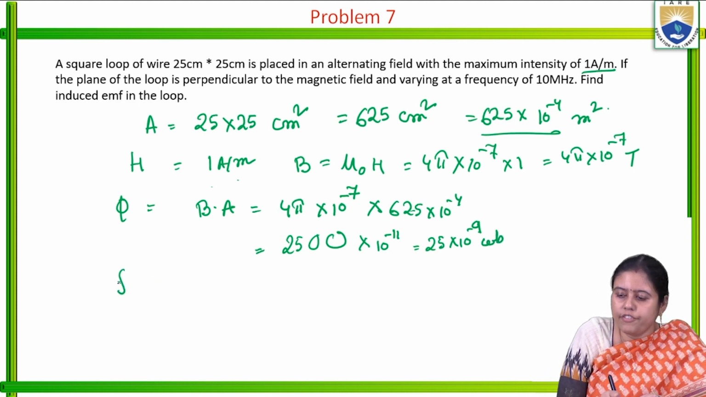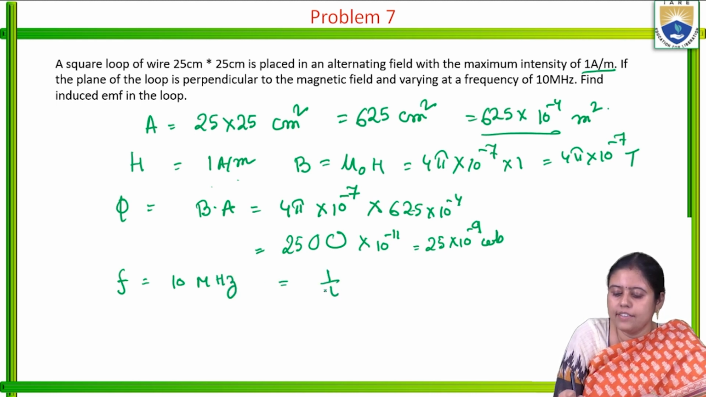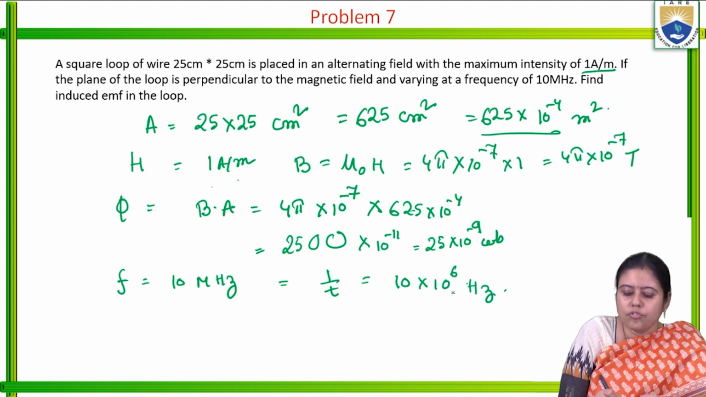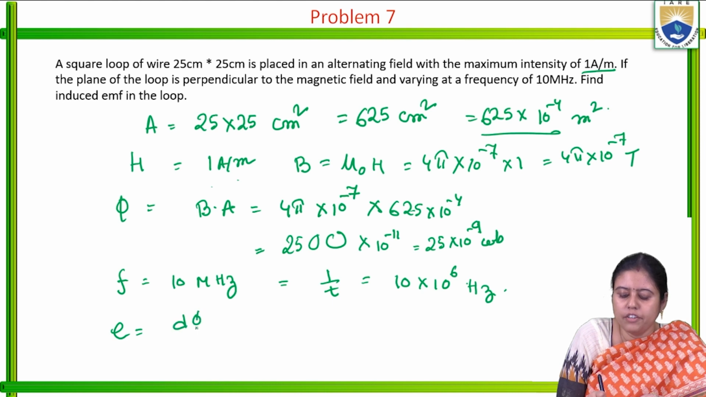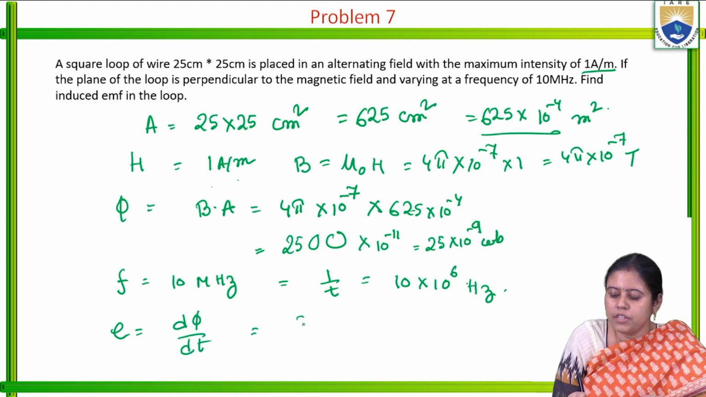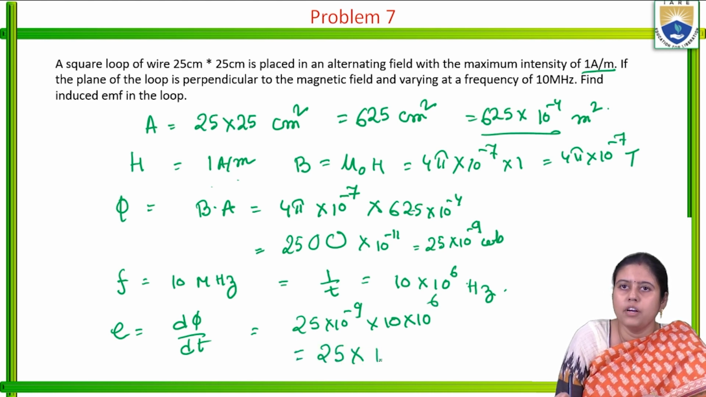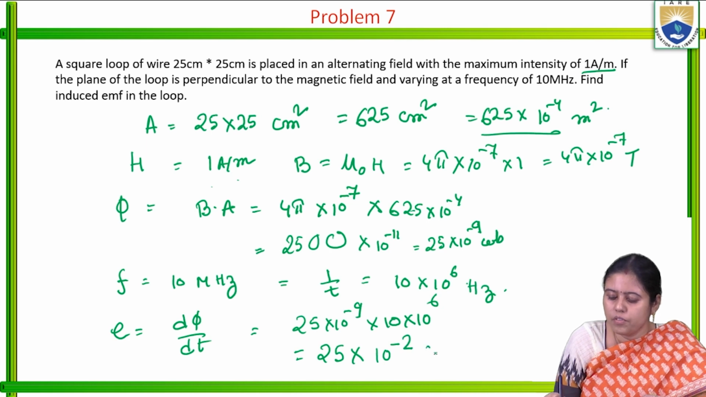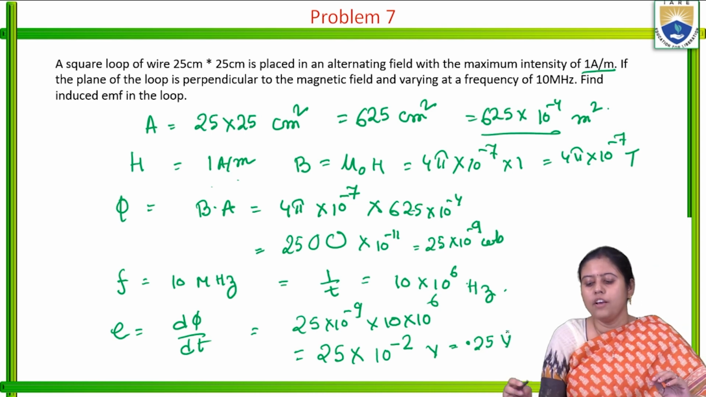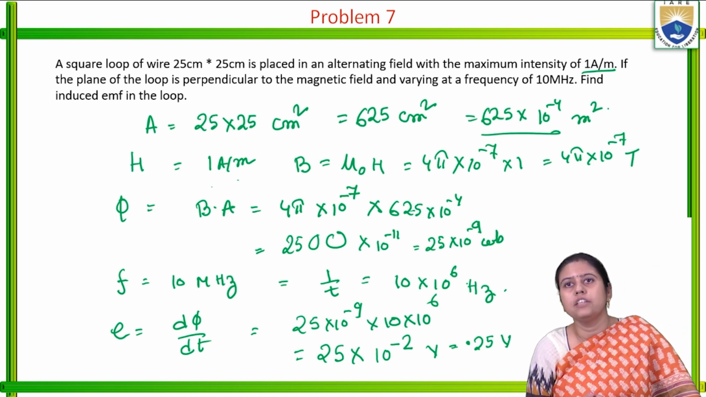So what is the frequency? Frequency is 10 megahertz. 10 megahertz means 1 by t is equal to 10 into 10 to the power 6 hertz. So what is the EMF? EMF value we know is d phi by dt. Phi value is 25 into 10 to the power minus 9, and frequency 1 by t is equal to 10 into 10 to the power 6. So the value is coming 25 into 10 to the power minus 2 volt, or 0.25 volt. So we got the EMF as 0.25 volt.